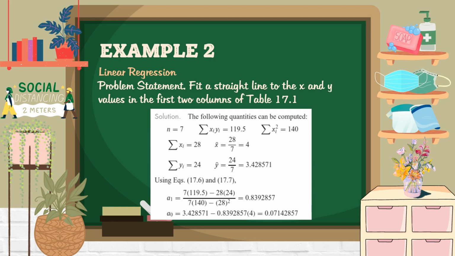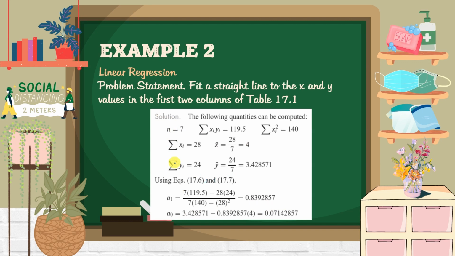3.428571. Using equations 17.6 and 17.7 in order to find the values of a sub 1 and a sub 0, substituting the values from the given equations, we will have the value of a sub 1 as 0.8392857 and a sub 0 as 0.0714285. So where do these particular values come from?